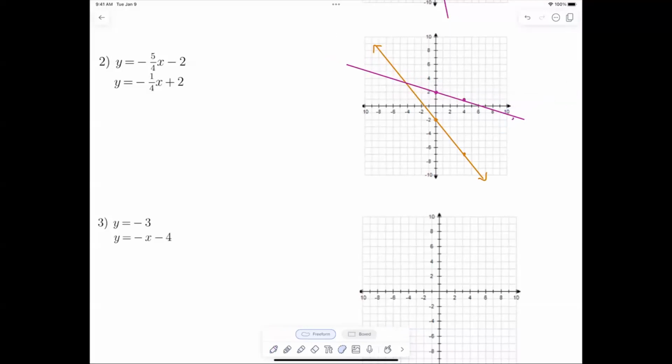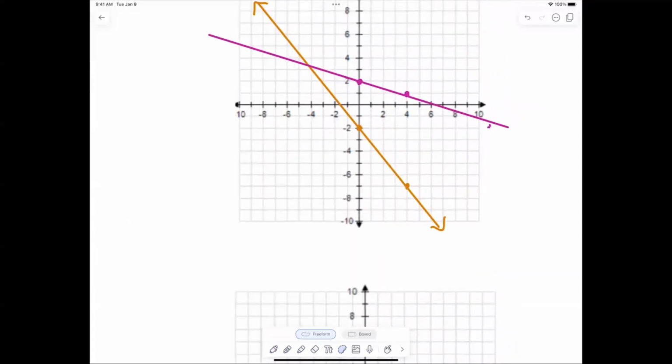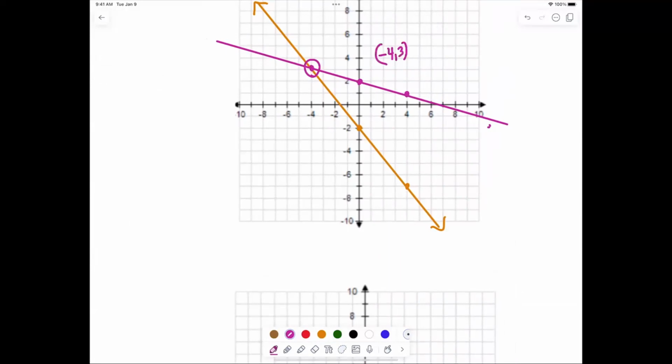Now, does everybody see how it's kind of hard for you to understand exactly what the graph is, the intersection? Because if you're not careful with the way you plot the points, it's hard to see. That's why you have to be real careful. That's why I want you to use your calculator, but you're also going to graph the points. This, to me, looks like the answer right here. That looks like negative 4 comma 3.